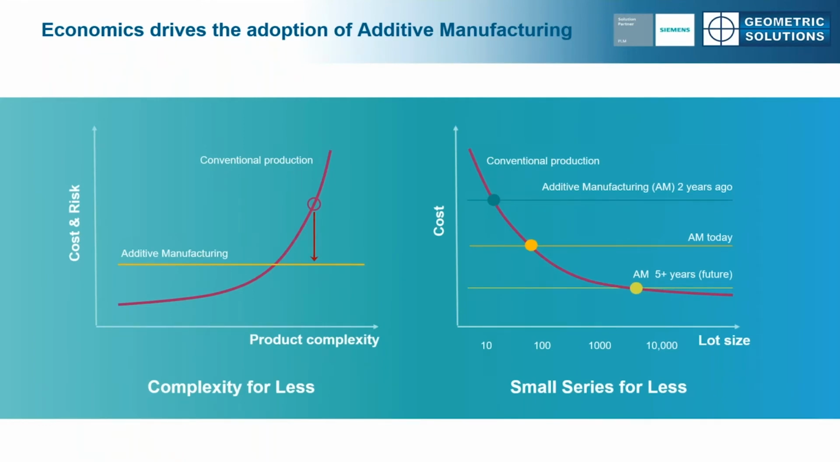Economics is really driving the adoption of additive manufacturing. And these two graphs, they're showing how additive manufacturing compares to conventional production. So based on the additive manufacturing capabilities available today, depending on your design's complexity and volume, additive manufacturing may be more economical compared to conventional production. And because this technology is advancing so quickly, if it's not economical today, guess what? It might be tomorrow, or it might be next week.